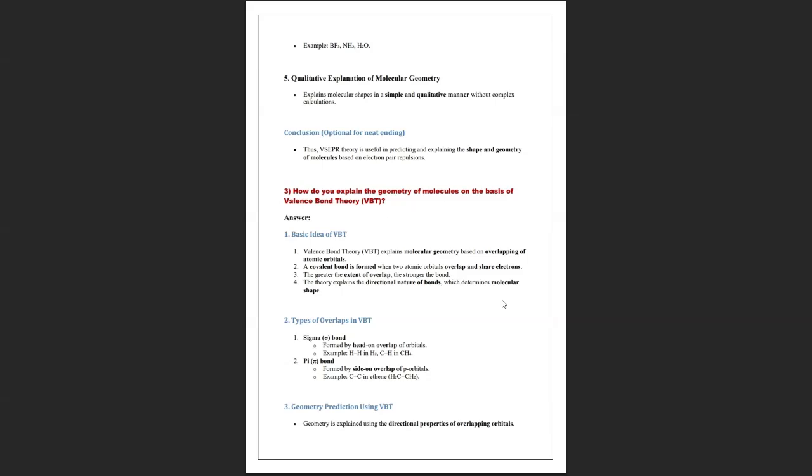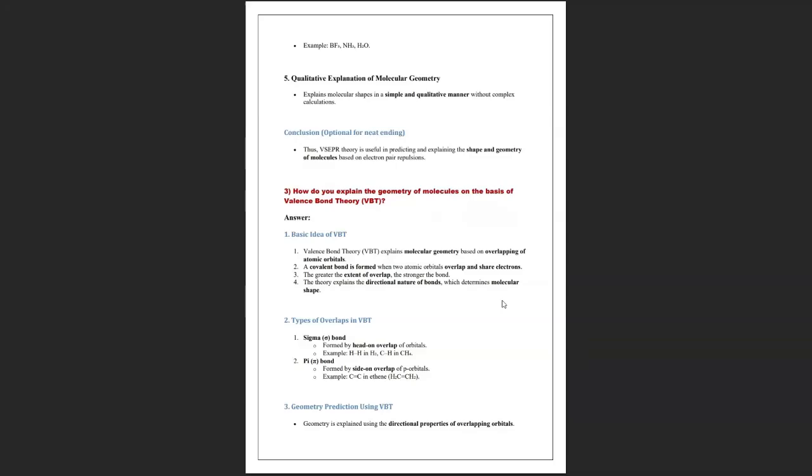Let's talk about the third question. The third question is, explain the geometry of molecules on the basis of valence bond theory, VBT. VBT is a more repeated question. This question is important because it explains bond formation and overlap of orbitals.